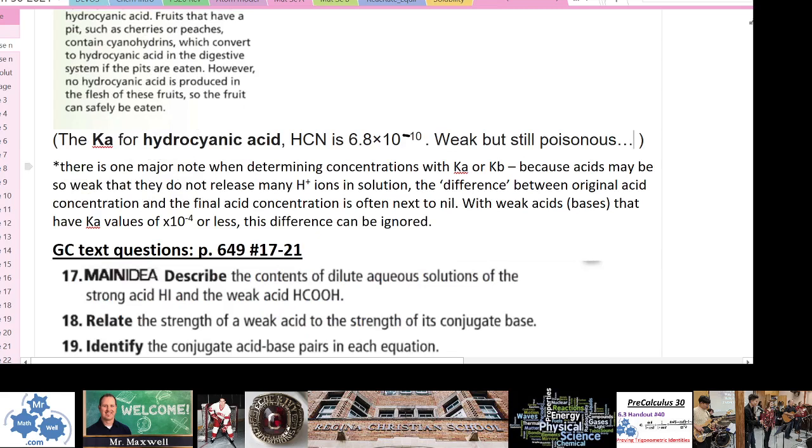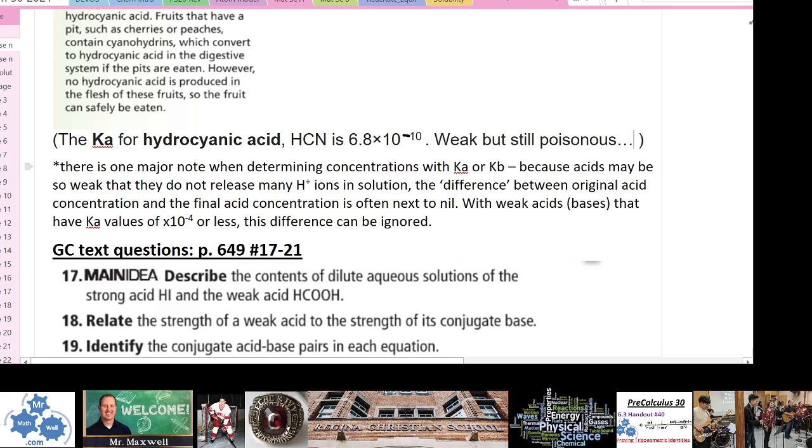So there's one major note when determining concentrations with Ka or Kb. Just like solubility, if you have something that's fairly insoluble, you can use the Ksp to determine the concentration of ions. Just as we talked about with low solubility, if you have an acid that's super weak, it's not going to produce many hydrogen ions in solution. So with really weak acids, the difference between the original acid concentration and the final acid concentration is often next to nil.